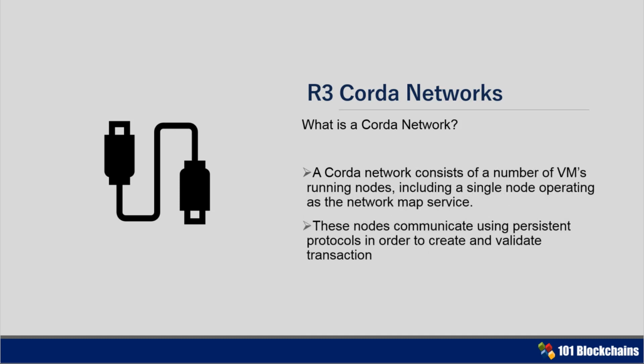Now, the network is, again, very simply nothing more than a bunch of Corda nodes deployed. That really is what a Corda network is at a high level. Basically, we're going to have nodes running, and we're going to have a map service, of course. We need to have some way to find each other. We're going to have a notary and different types of nodes in the network. So basically, these nodes communicate using persistent protocols. These protocols are in place in order to create and validate the transactions.